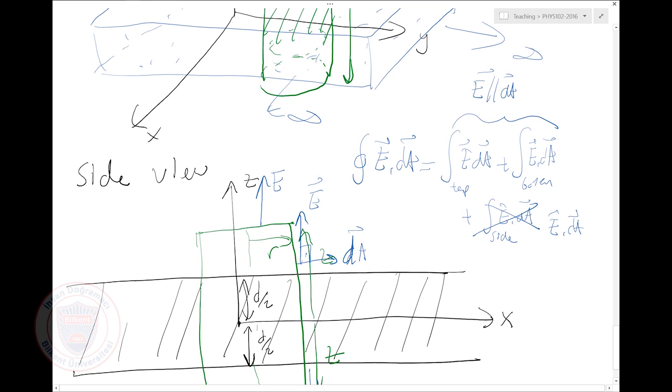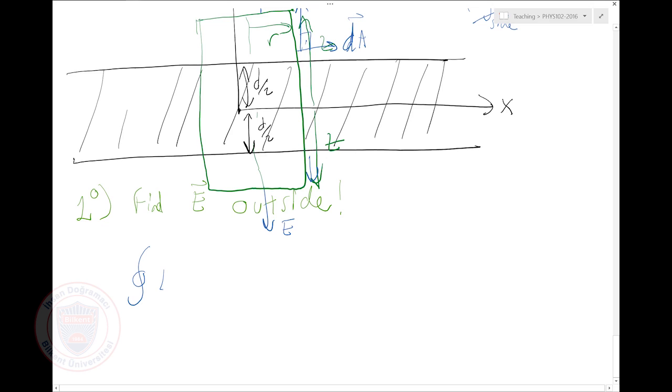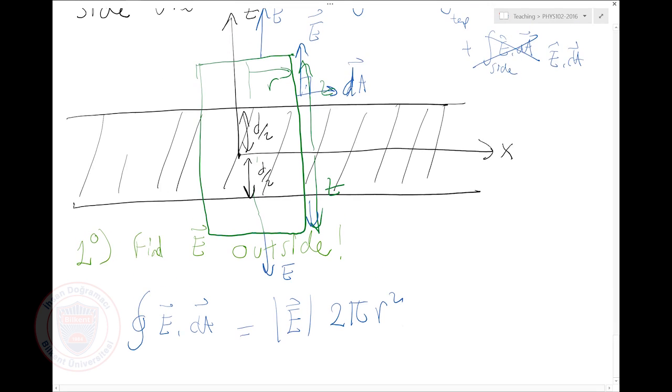Is my computer freezing out? Okay. E dot dA is just E magnitude times the top surface area plus the bottom surface area, which is going to be 2 pi r squared. Great. How about Q in? What's the amount of charge inside the surface?